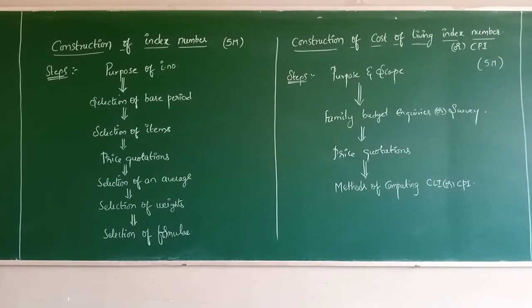And then next one is selection of an average. Since index numbers are specialized types of averages, decisions have to be made regarding which average should be used for constructing index numbers. So averages are to be used.